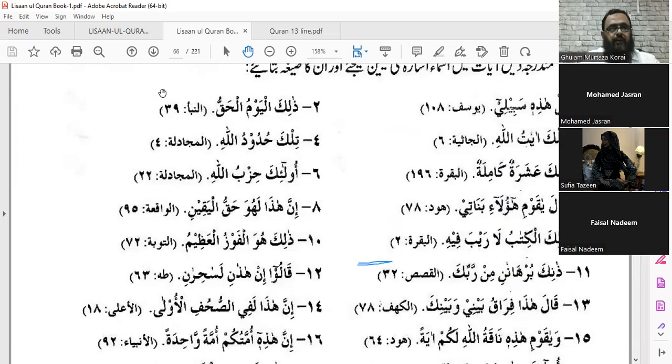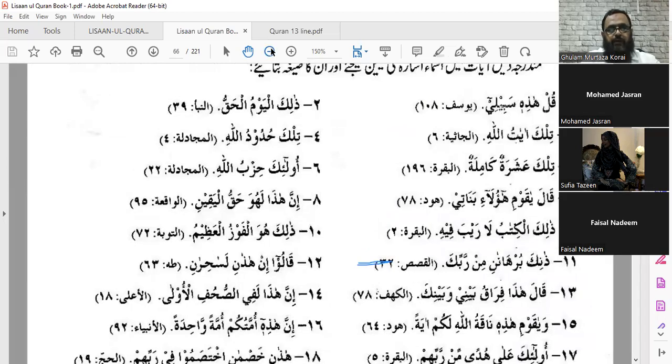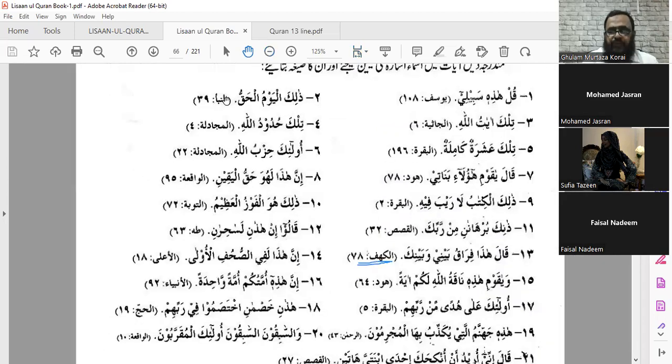Now you see, okay, let me minimize it. Yes, you see, these are verses of the Quran. In them ismul isharati has been used, like: a'udhu billahi minash shaitanir rajim. Qul hadhihi sabili. Hadhihi is ismul ishara. Tilka ayatullahi. Tilka is ismul ishara. Tilka asharatun kamila. This is ismul ishara. Likewise, dhalika al-yawm al-haq. Dhalika is ismul ishara.